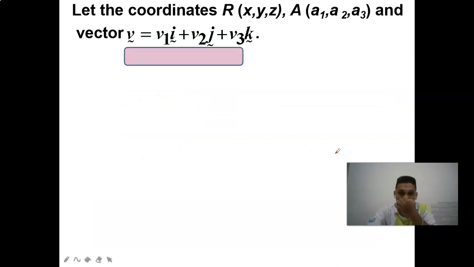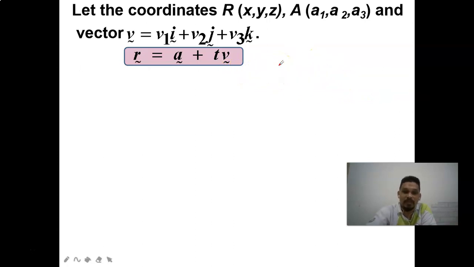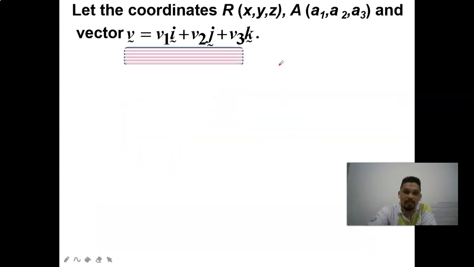Let the coordinates of R be X, Y, and Z, with vectors A and V here. So we expand it and write it properly: the vector R, which is X, Y, and Z, equal to vector A plus T times vector V. Okay, so please understand the process of this from the previous page, from the picture of this.